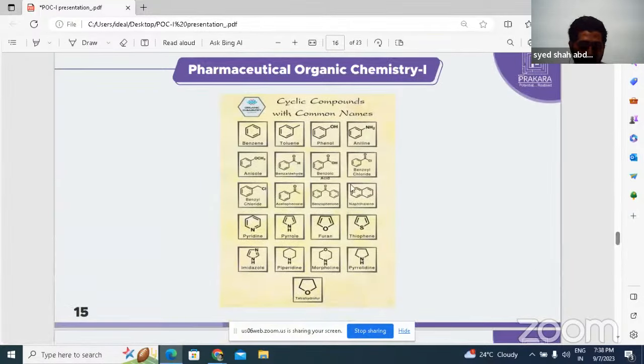Now, there are certain cyclic compounds which also have common names, because with benzene-related compounds we have a lot of common names, like benzene, that is also a common name. It is not the IUPAC name. The IUPAC name we need to mention as cyclohexatriene. Coming to toluene, when benzene has methyl; phenol, when benzene has hydroxyl; aniline, when benzene has NH2; anisole, when benzene has OCH3 on it; benzaldehyde, when the benzene has CHO; benzoic acid.